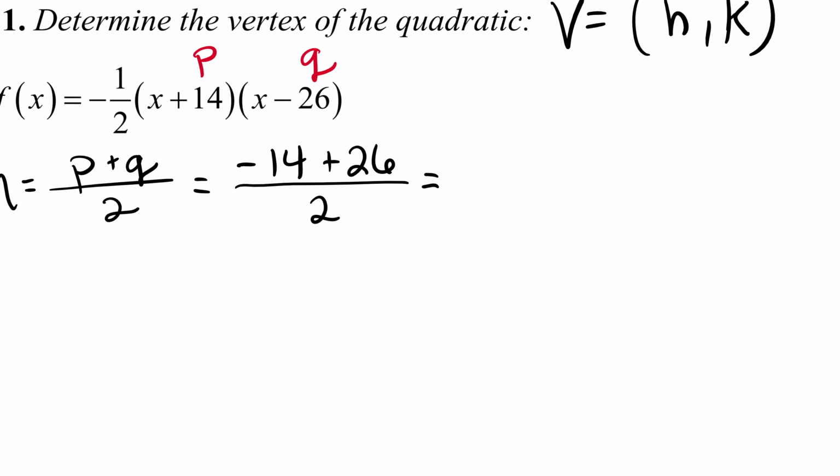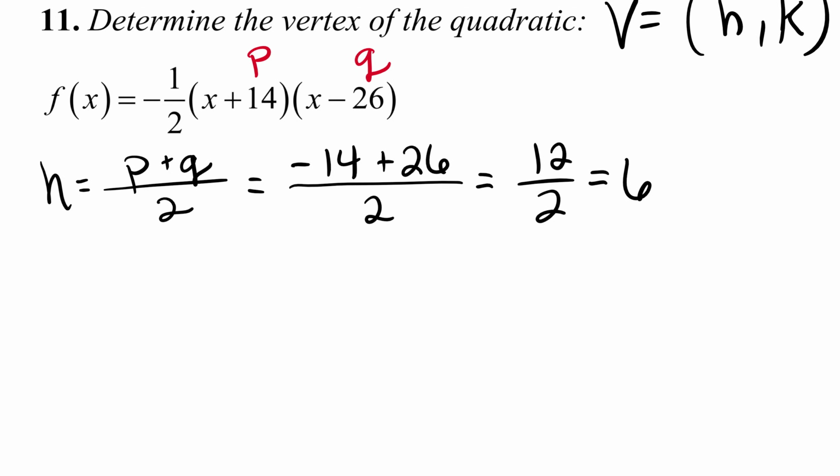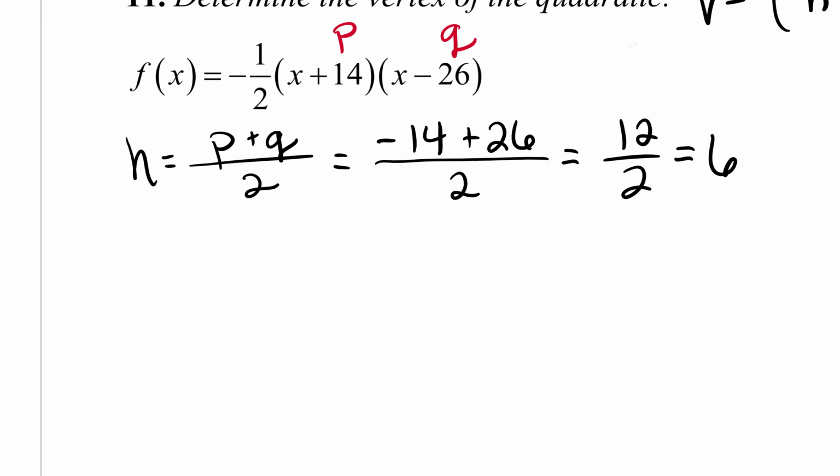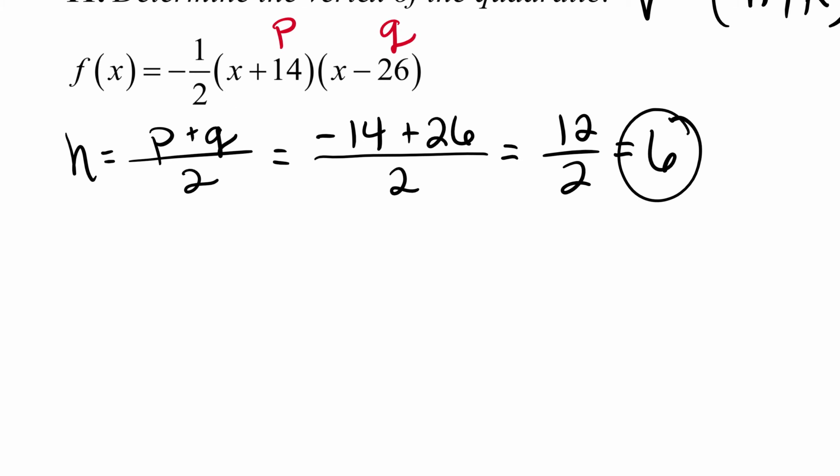Okay, so negative 14 plus 26, or if you want to think of it as 26 minus 14, you get 12 over 2, which is 6. All right, so 6 is h. So already on my answer, if you want, I can go ahead and put 6 comma, now I just have to find k. So how do you find k? You plug in your h for x, right? Because x and h are kind of the same. Like h is the x value. So let's go ahead and do that.